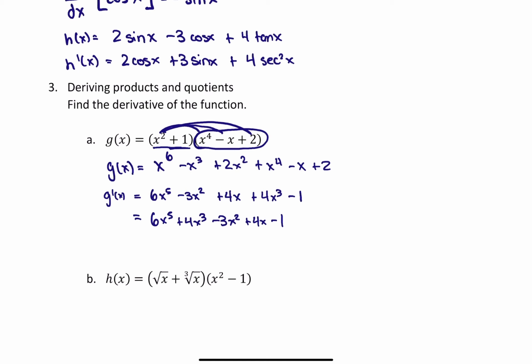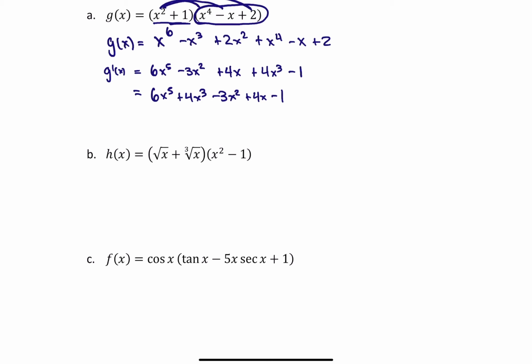For part B, you can pause the video, see if you can do part B without me, and then come back. So for part B, I would rewrite these as rational exponents. That's x to the 1/2. This is x to the 1/3. Then we're going to multiply those out. So x to the 1/2 times x squared, that's x to the 5/2. So x to the 5/2 minus x to the 1/2. Then x to the 1/3 times x squared is going to be x to the 7/3 minus x to the 1/3. And so that's what our rewritten h of x is.